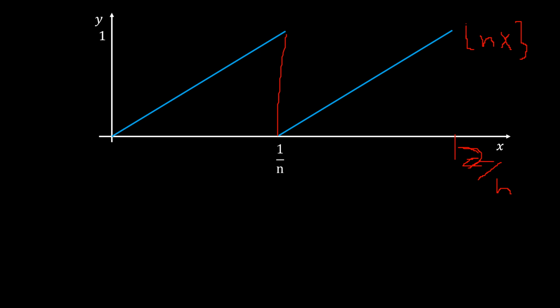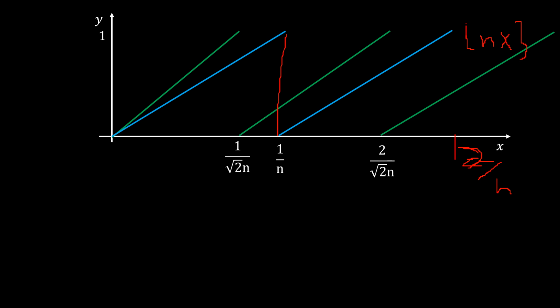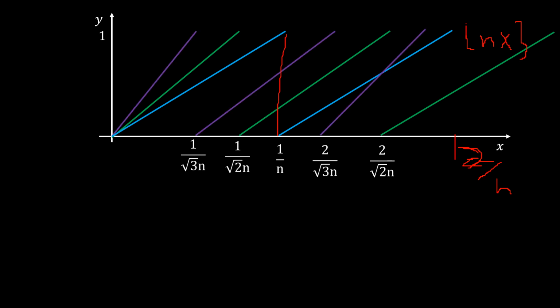And then for the fractional part of square root of 2 nx, the transition is at 1 over square root of 2n, 2 over square root of 2n. And then for square root of 3 nx, the same thing, we have 1 over square root of 3n is when you see that transition.